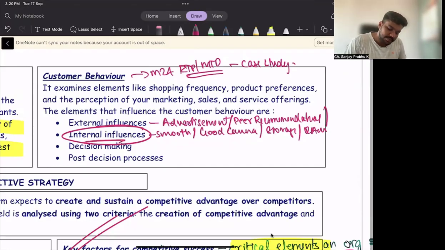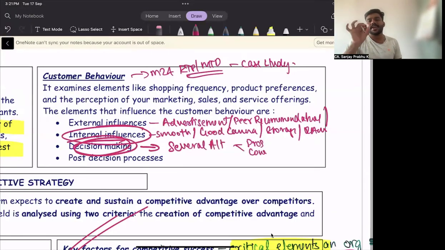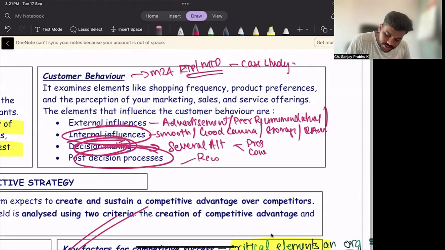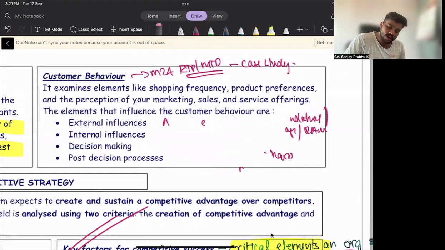Then decision making. Decision making means you will have several alternatives. You have to list down the pros and cons of each alternative, then select a product. Once you purchase and use the product, post decision making, you will recommend it to others if you are happy with it. If you are not happy, you will not recommend it and you will not make a repeat purchase. So these are the 4 elements of customer behavior.